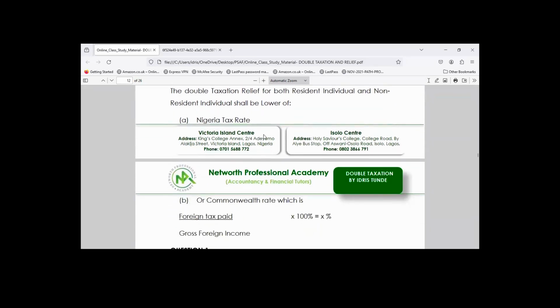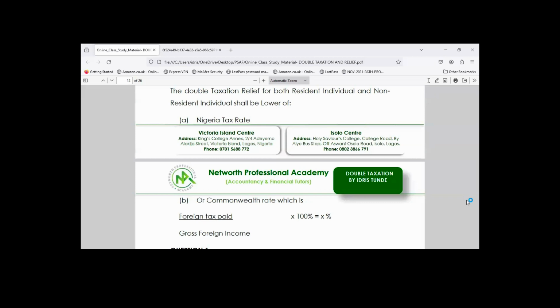You compare Nigeria tax rates with Commonwealth rates. For an individual, if you want to get the Commonwealth rate, it is foreign tax paid over gross foreign income. We do that. But for our level here, the advanced tax level, ICAN will not ask questions for individuals. They will ask questions for companies. By next week, we are going to do a topic called taxation of non-residents. It's different from double taxation relief.